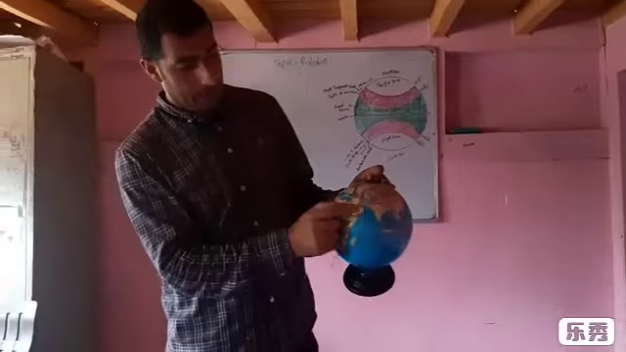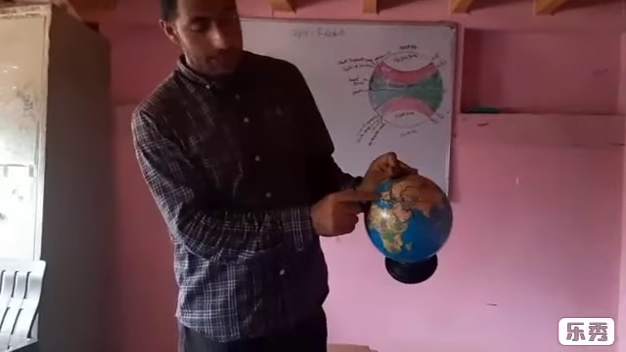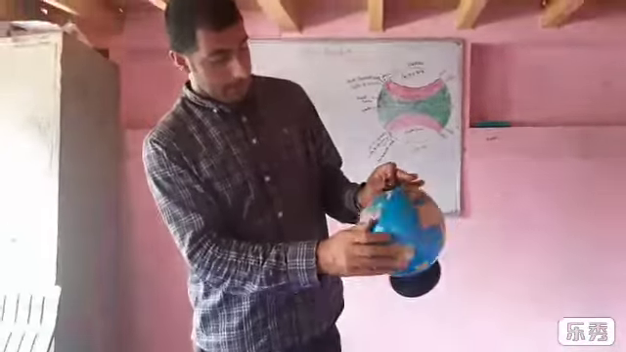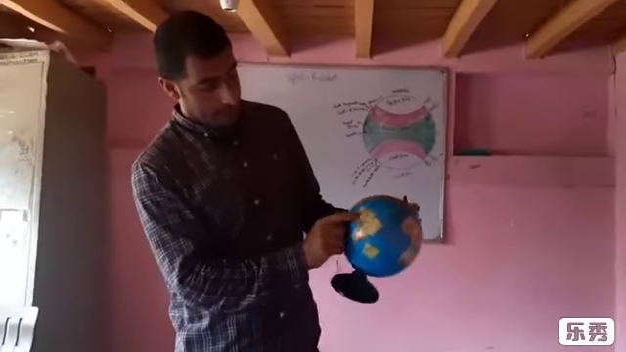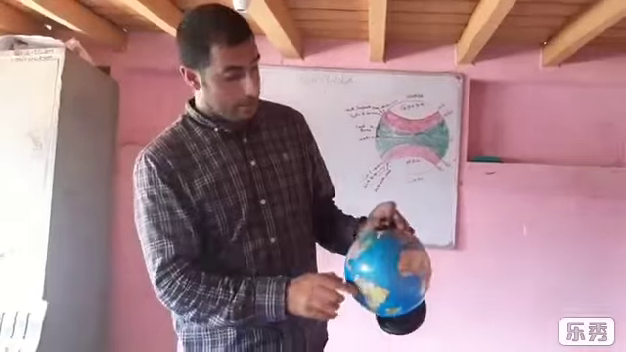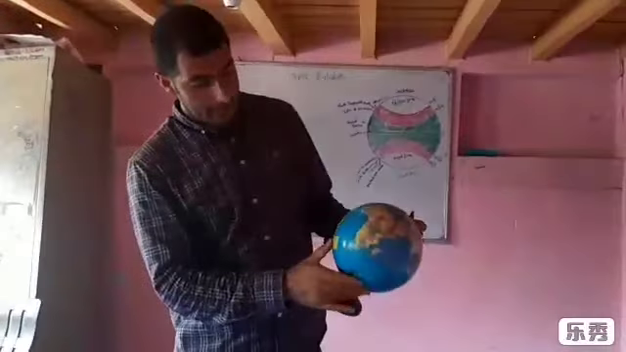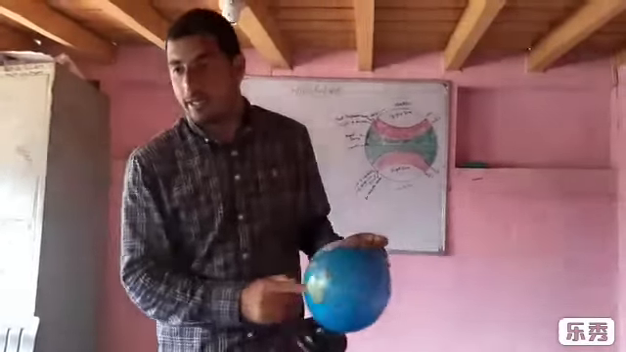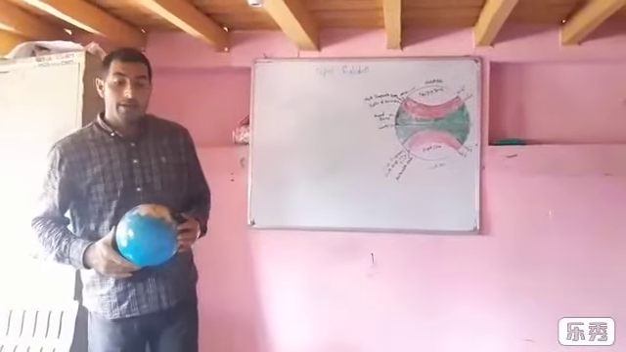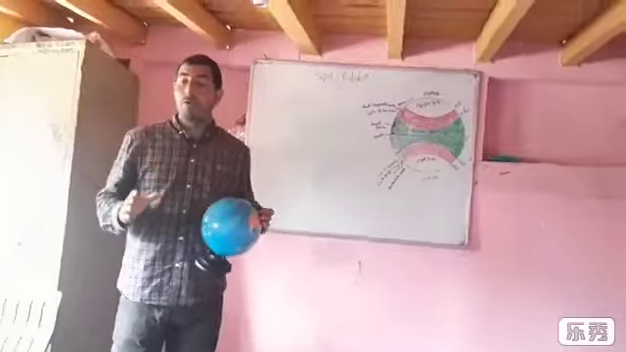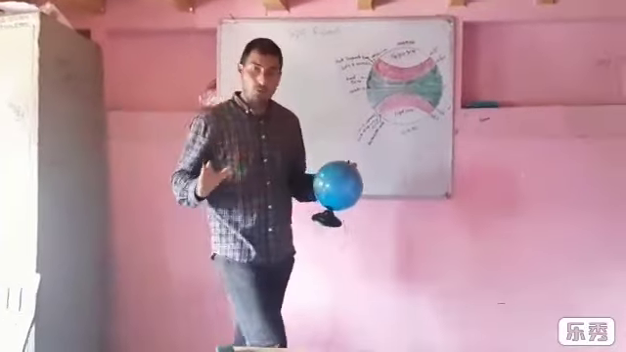Then there is Africa, this continent. Then there is Europe. Then there is North America. Then there is South America. Then there is Antarctica. And at the last, there is Australia. So how many continents are on the globe? 7.